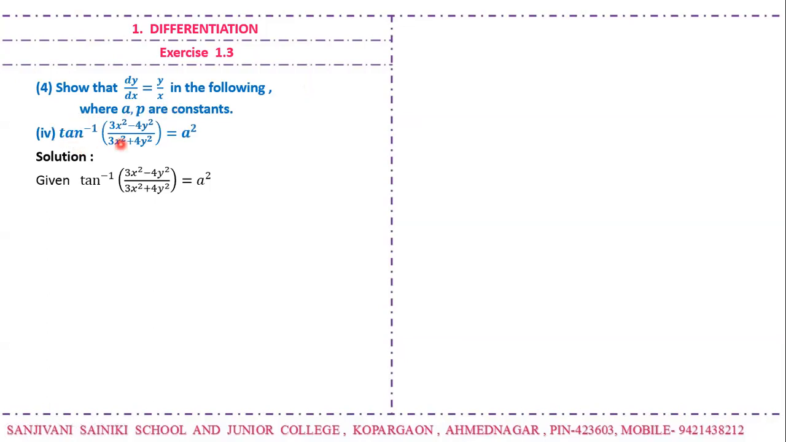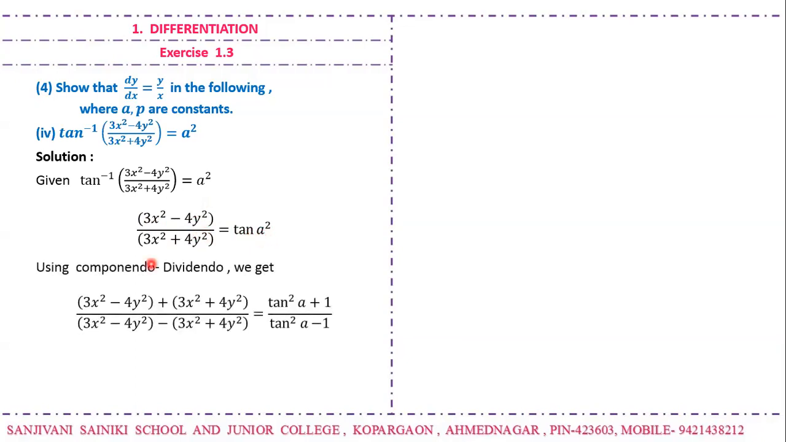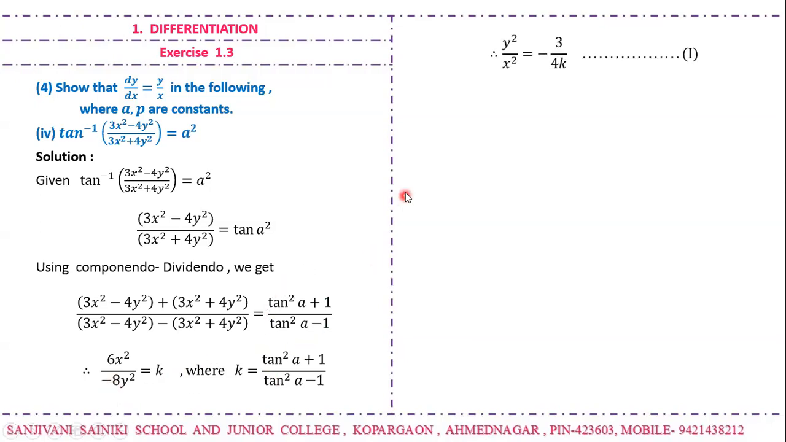Then the same example: tan inverse of 3x square minus 4y square upon 3x square plus 4y square is equal to a square. Take tan to that side, we get tan a square. Then using again componendo and dividendo, a plus b upon a minus b is equal to c plus d upon c minus d. After simplifying, you get 6x square upon minus 8y square is equal to k, where k is this constant. Taking the reciprocal on both sides, we get y square upon x square is equal to minus 3 upon 4k. This is our equation number 1.